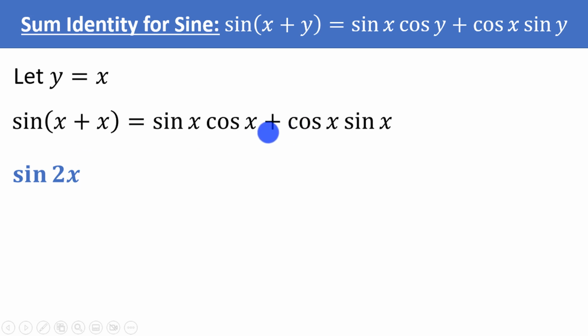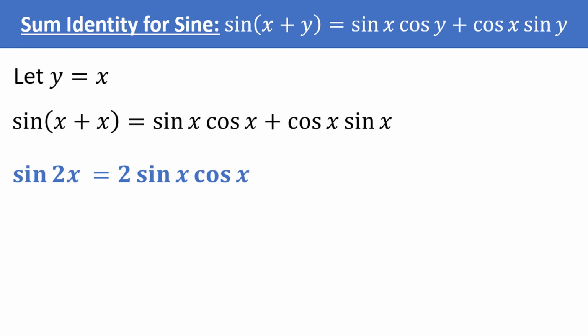On the right-hand side, both of these terms are the same, just with the order switched around. Of course, that doesn't make any difference for multiplication, because multiplication is commutative. So therefore, the right-hand side is 2 times the sine of x times cosine of x. This is our first double angle identity. Sine of 2 times some angle is equal to 2 times the sine of x times cosine of x.